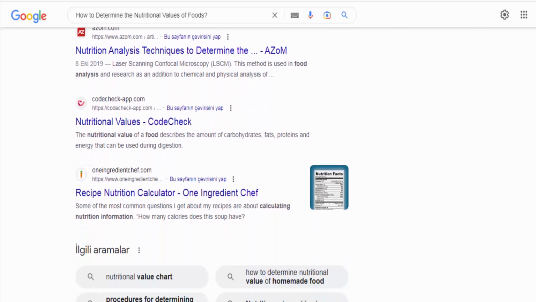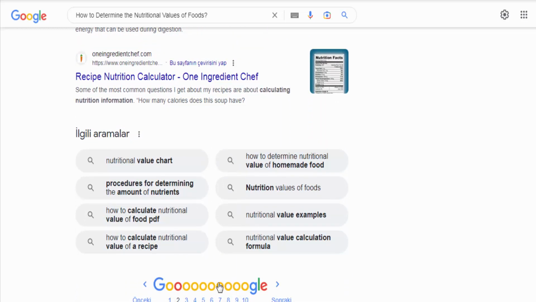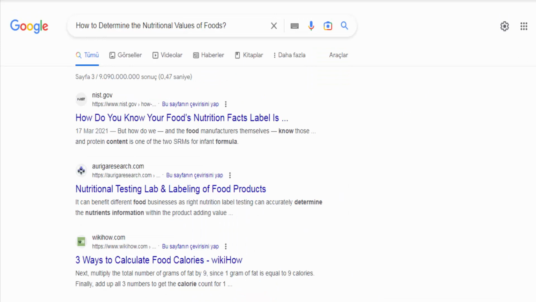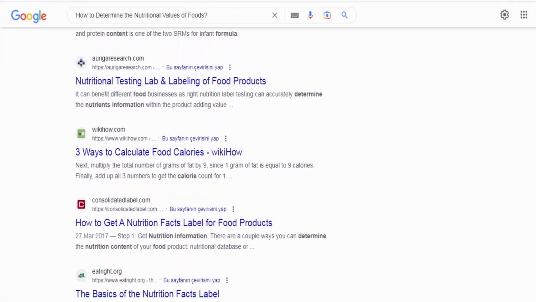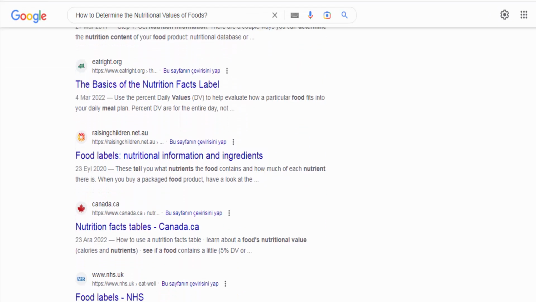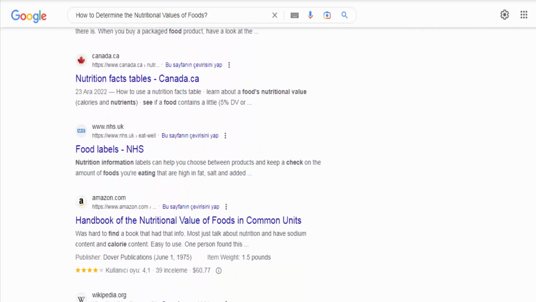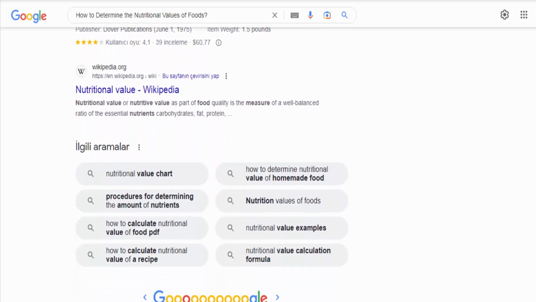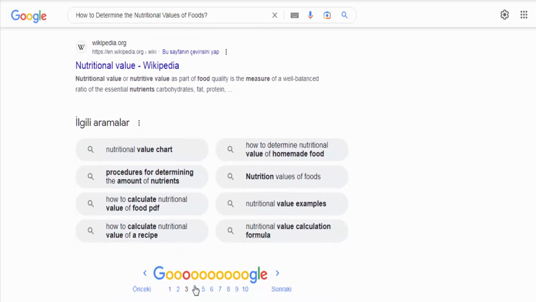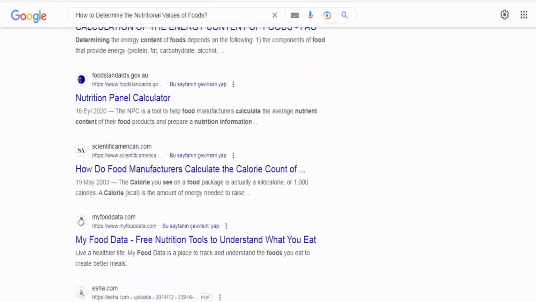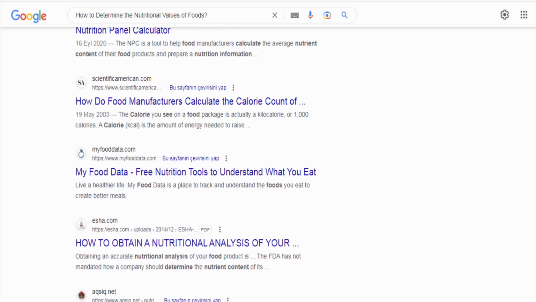Food composition databases. Several organizations maintain comprehensive food composition databases that provide information on the nutritional composition of various foods. These databases contain average values obtained from laboratory analysis of different food samples. Examples include the USDA National Nutrient Database for Standard Reference, the British Food Composition Database, and the Canadian Nutrient File. These databases serve as references for determining the nutritional values of foods without conducting laboratory analysis for each individual item.